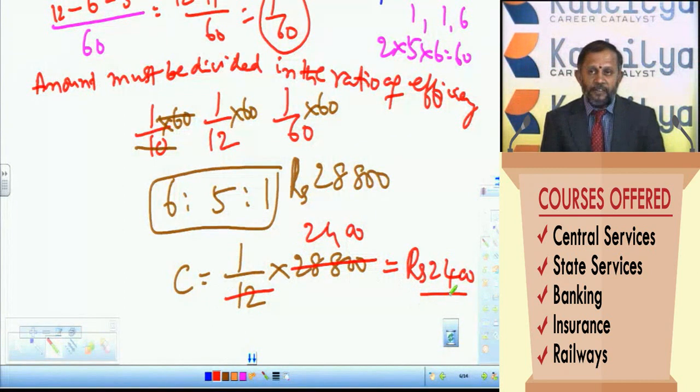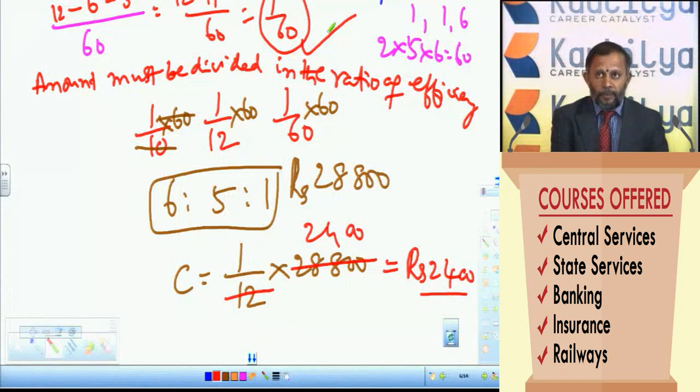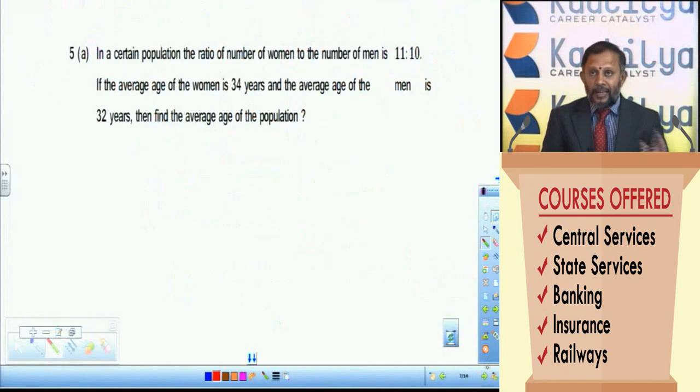So amount must be divided in the ratio of efficiency, and the efficiency of C is not provided directly in the data, and we calculated the work done by C in 1 day as 1 by 60. So by using this we got the fraction 1 by 60 and we got the ratio as 6:5:1. We have to divide the total amount 28,800 by using the ratio 6:5:1. So each and every step what we recollect, that must be expressed on the paper. So next, one more example from a previous paper.